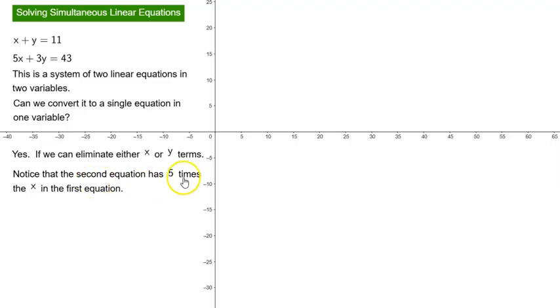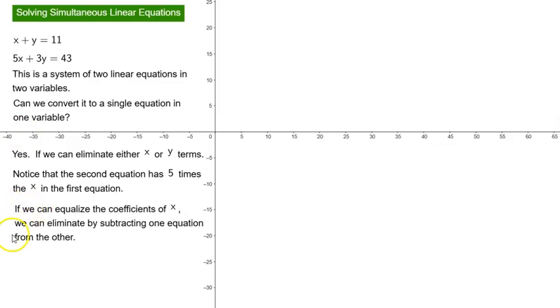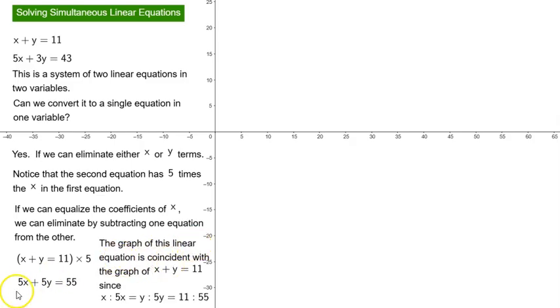Notice that the second equation has 5 times the x in the first equation. Now, if we can equalize the coefficients of x, we can eliminate by subtracting one equation from the other. So let's do that. x plus y equal to 11. We multiply this equation by 5. We get 5x plus 5y is equal to 55. Now the graph of this linear equation, that is 5x plus 5y equal to 55, is coincident with the graph of x plus y equal to 11.